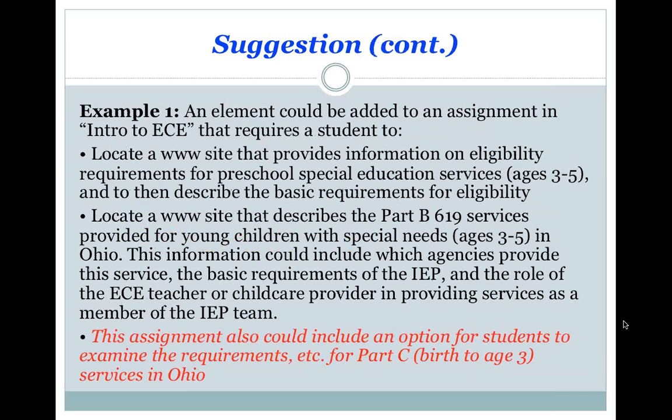Now, here's an example. An element could be added to an assignment that requires a student to locate a website that provides information on eligibility requirements for preschool-age children with special needs, and then a website that describes Part B 619 services, and then some focusing questions about what services they provide, what their responsibilities are, and the like. Once again, this is to probe what early childhood education teachers know about the complementary services available in the early childhood profession for infants, toddlers, and preschool children with special needs.